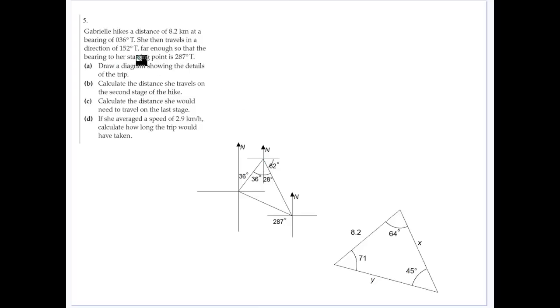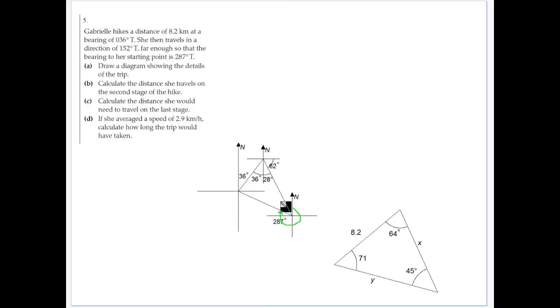She then travels in the direction of 152. So notice we've gone 152 around here, since 90 degrees plus 62 is 152. It doesn't say how far she travels, but she travels far enough in that direction. And then, for that to happen, her bearing from there back to her starting point is 287.